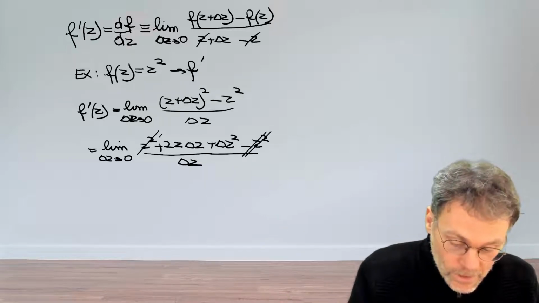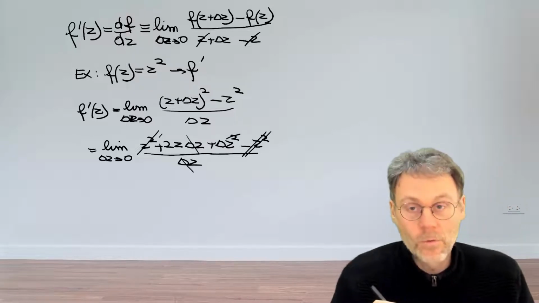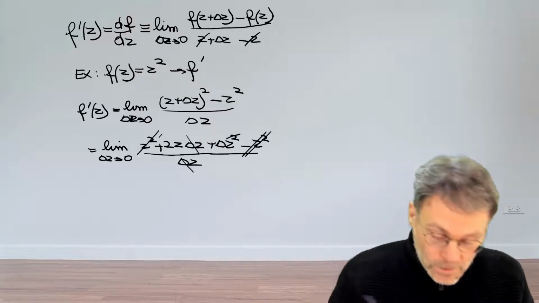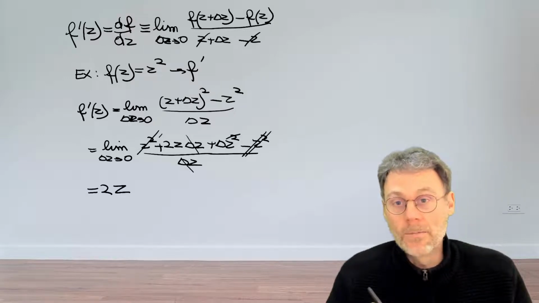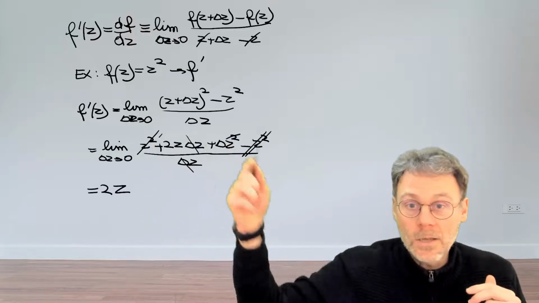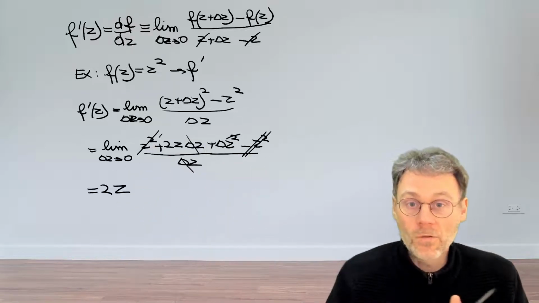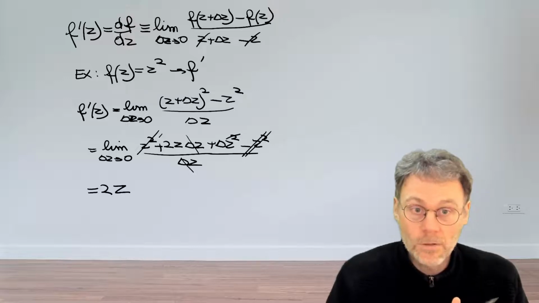And now that we've gotten rid of these terms, that means we can also get rid of delta z. So if we divide everything by delta z, then here we have delta z to the power of 1. And if we take the limit, the only thing that's left standing is 2z, which is nothing surprising because it's basically exactly the same definition as we used for real-valued calculus to calculate the derivative of the function x squared.